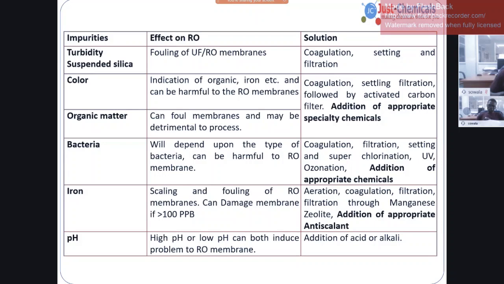pH. High pH or low pH can both induce problems for RO membranes. So you have to maintain the right kind of pH in the feed water by addition of either acid or alkali. Normally, there is a stability index called the Langelier stability index. We have to keep the pH in such a form that the LSI, Langelier stability index, is slightly negative, minus 0.1 or minus 0.2.